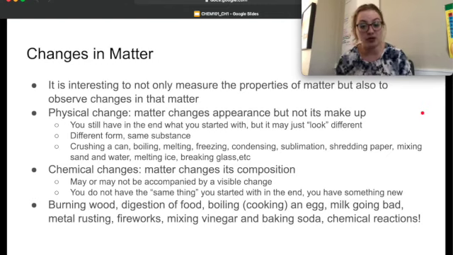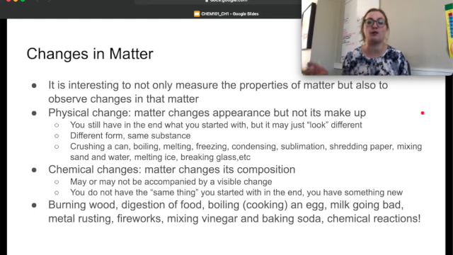As far as chemical changes go, well, that's when matter changes its composition, right? So physical change, composition doesn't change. Chemical changes, boom, of course, the composition changes. So it may or may not be accompanied by a visible change.